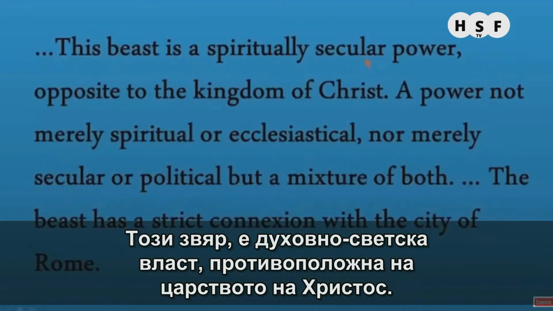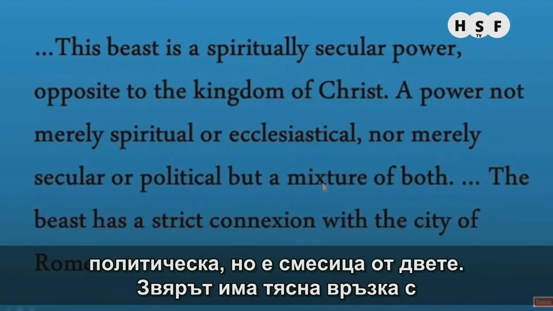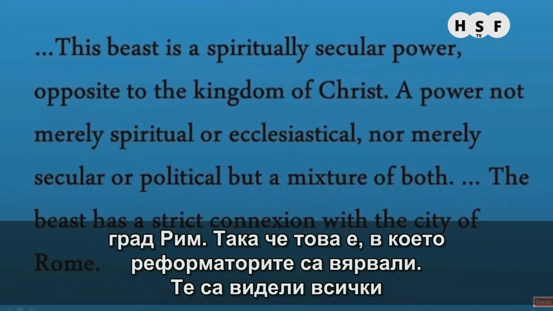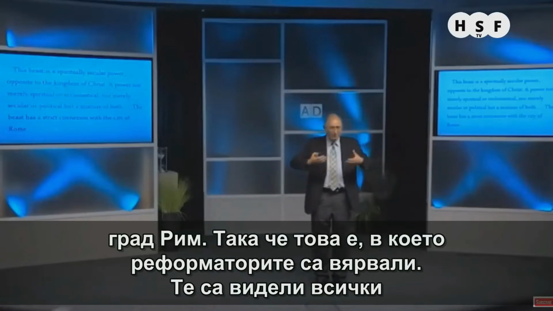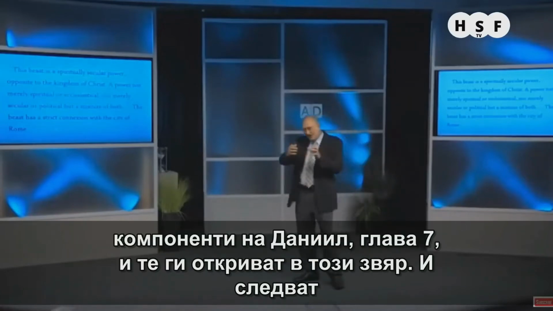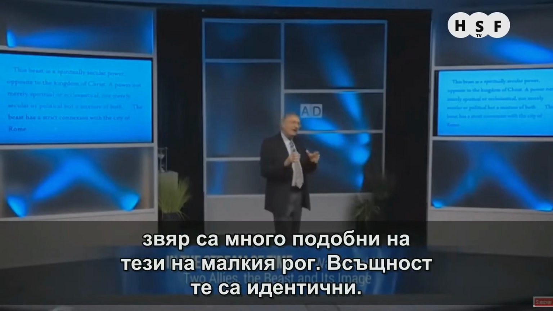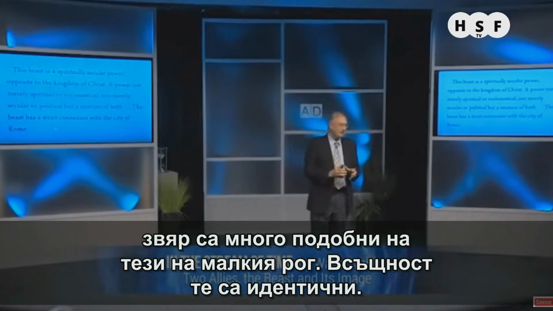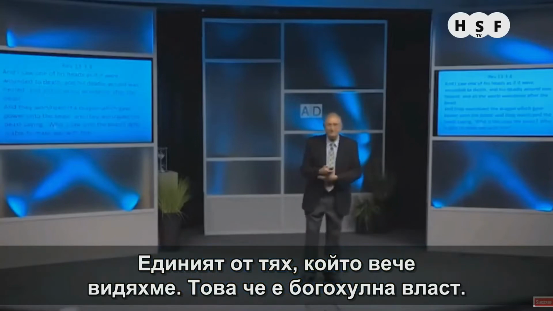This beast is a spiritually secular power, opposite to the kingdom of Christ, a power not merely spiritual or ecclesiastical, not merely secular or political, but a mixture of both. The beast has a strict connection with the city of Rome. So this is what the Reformers believed. They saw all the components of Daniel chapter 7, and they find them in this beast. And then there are a number of pointers which tell us that the characteristics of the entire beast are very similar to that of the little horn. In fact, they are identical. One of them we've already had is a blasphemous power.